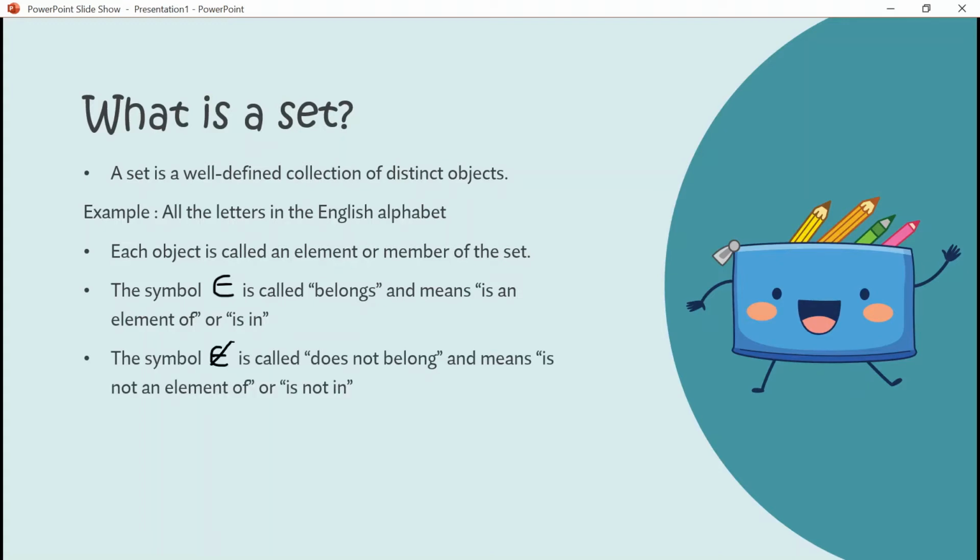And the second symbol we'll be learning today is the symbol does not belong, and this symbol basically means that that element is not an element of or is not in this set. So I hope everyone understood the definition of set and what belongs and does not belong to. Next, we will look at a couple of examples.